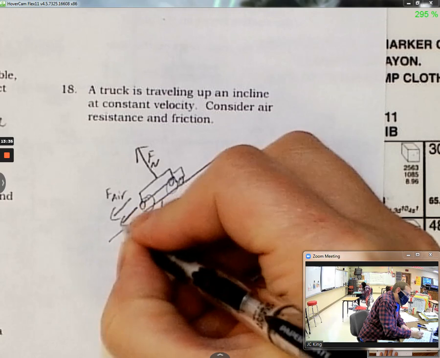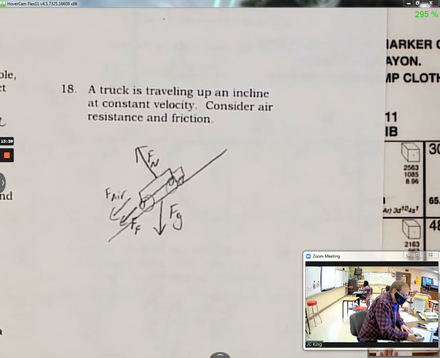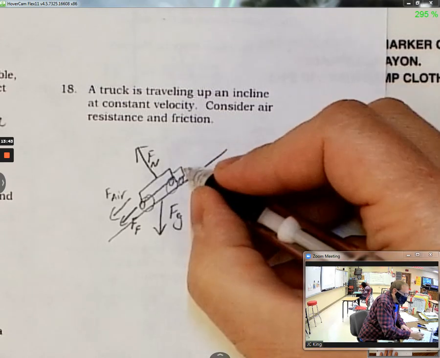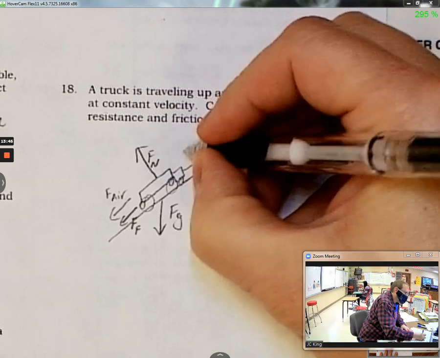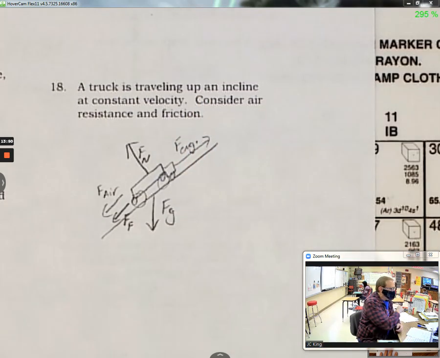Okay. So we're going to have F of air. We're going to have F of F, force of friction. And then, okay, force of engine going this way. Now, if we wanted to be sure that it was moving at constant velocity, this is another one that's kind of fun to take apart because we got all kinds of fun things.